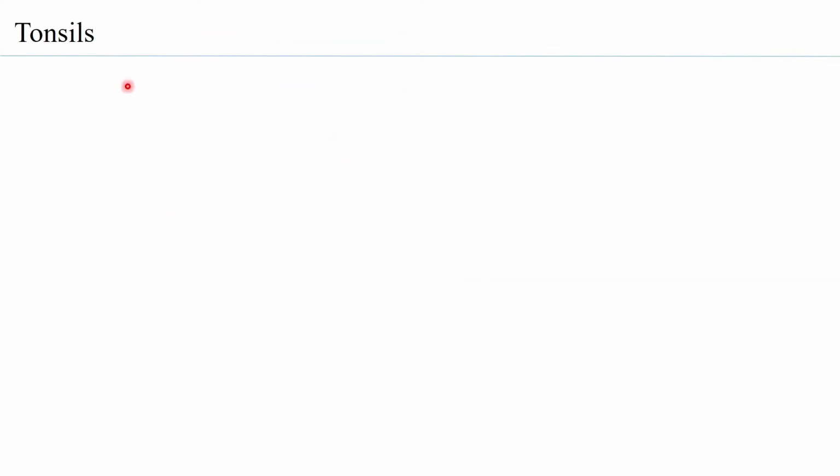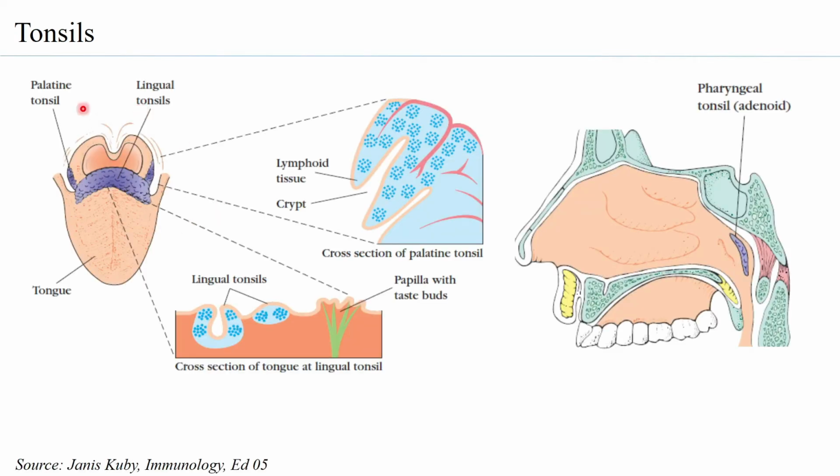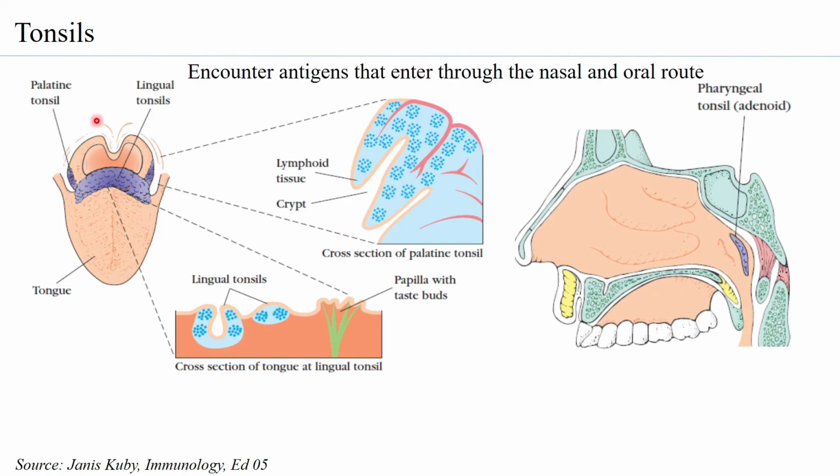Let us now look at tonsils, which is one of the MALT lymphoid organs. So tonsils are present in three places. One is the lingual tonsil, which is just behind the tongue. One is the palatine tonsil, that is the sides of the upper part of the tongue per se, and you have another which is called the adenoid. This is closer to the nasopharyngeal cavity. Now when one takes a cross section of the tonsils, and it will encounter antigens that enter through the nasal and the oral route.